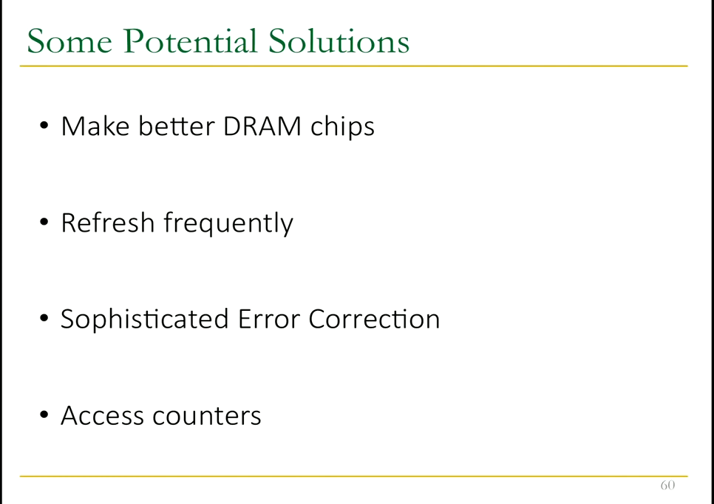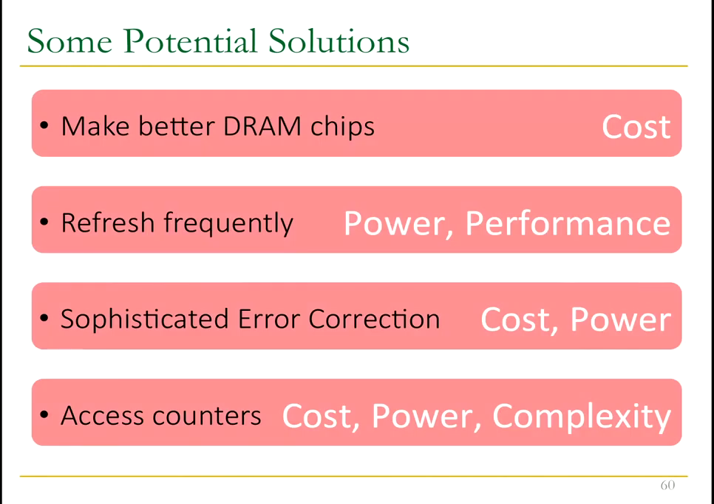And access counters. Another solution is to keep a count of how many times you access a row. And if you do it too much, you say, I'm not going to access that row again for a while. It's possible, and people have proposed that solution, but this turns out to be hard to build because you need to keep a lot of storage, a lot of memory, to keep track of those counters. So there are a lot of downsides to these. But again, it depends on what trade-off you want to make. We'll get back to refresh in a little bit.